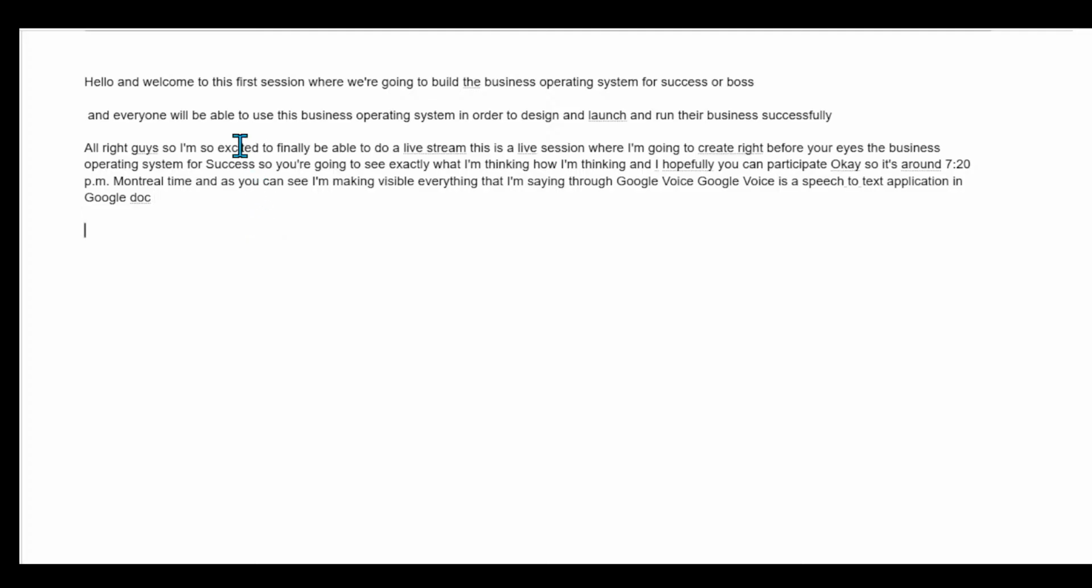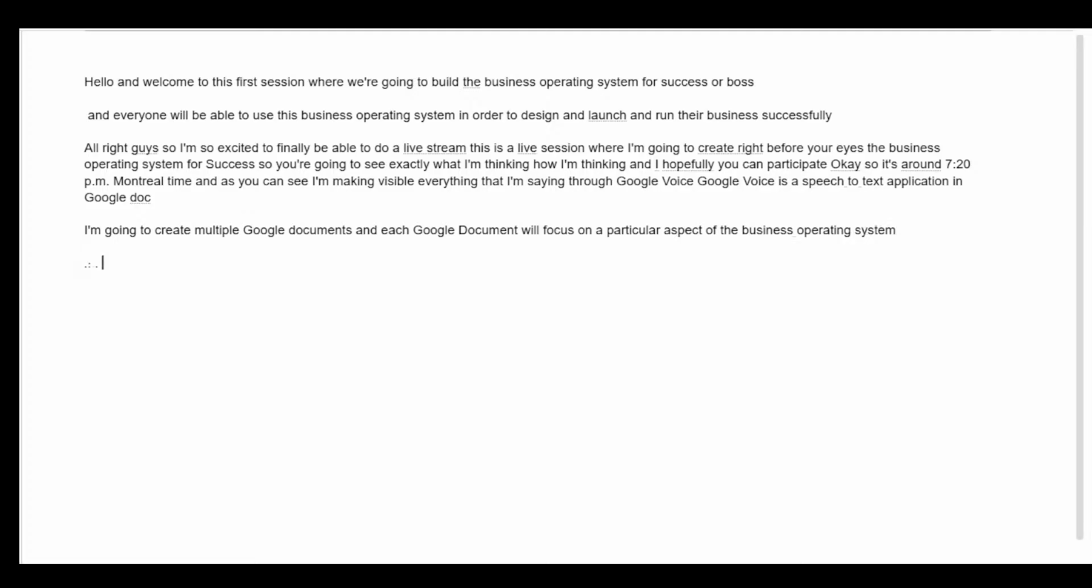And so I'm going to create multiple Google documents, and each Google document will focus on a particular aspect of the business operating system. So for example, we will have the following modules: product development, marketing research, sales process, website design, sales funnel, marketing plan.